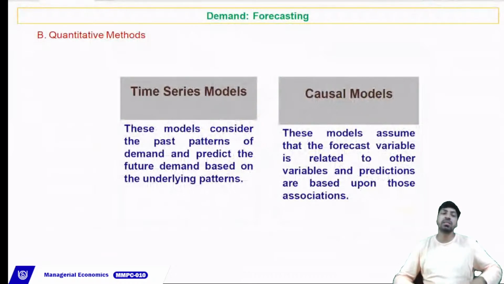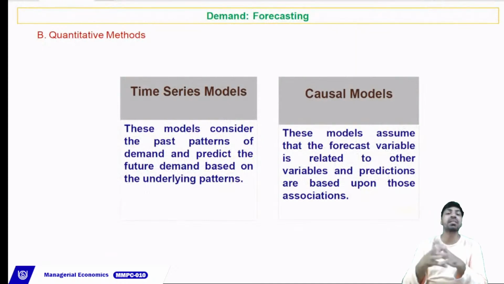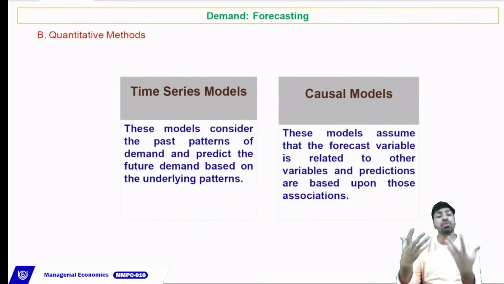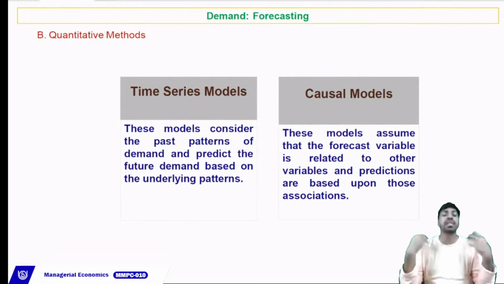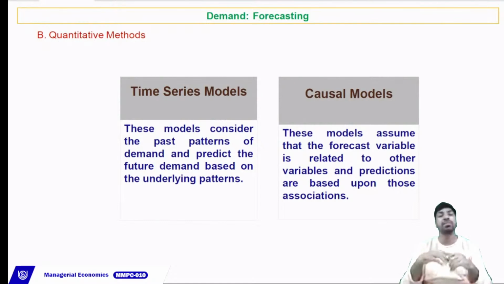Quantitative methods are time series models and causal models, which are called statistical methods. In time series, we always talk about the past patterns of demand and predict the future demand based on such patterns. It would be moving average methods, seasonal methods, and accordingly the demand forecast according to the time series. Causal models assume that any forecast variable is related to other variables, and the predictions are based on those variables' associations. That's called the causal models.